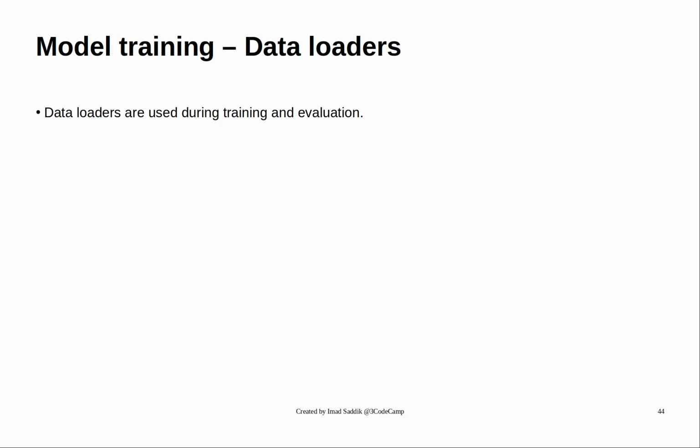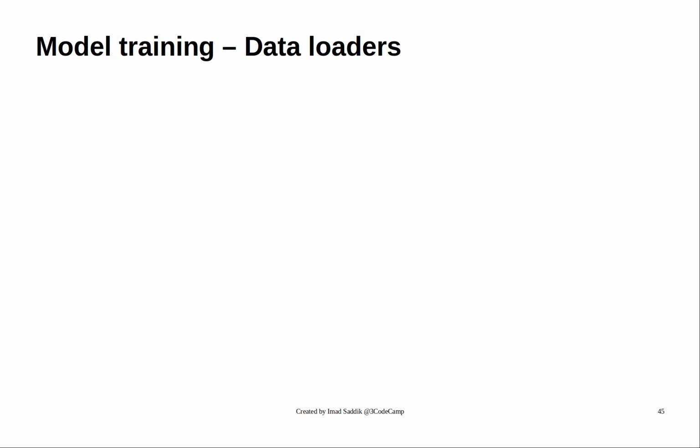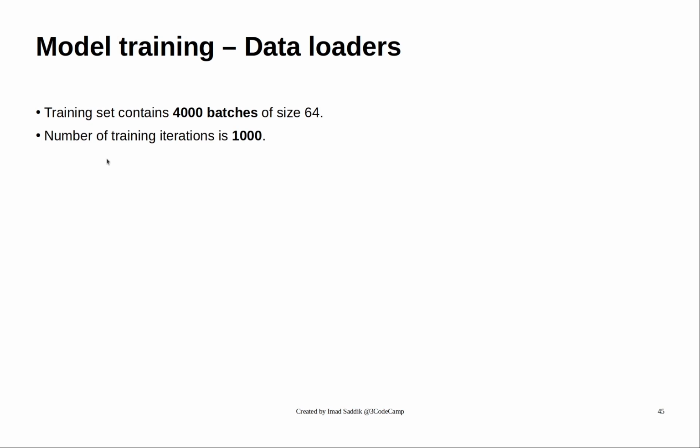Now let's talk about data loaders. As I mentioned earlier, they are used in both training and evaluation, and we can set them up in 2 ways. The first method selects a random batch of data in each iteration, while the second method processes all batches in one iteration. Let's compare these 2 methods with an example. Suppose that we have 4,000 batches in our training set, and each batch contains 64 samples. And let's say that we train for 1,000 iterations.